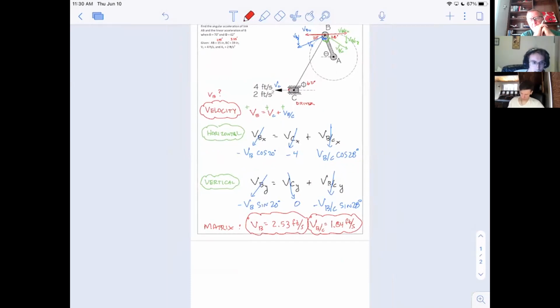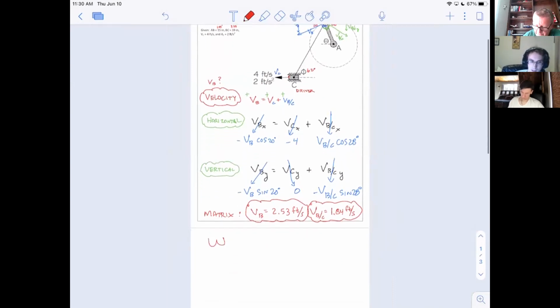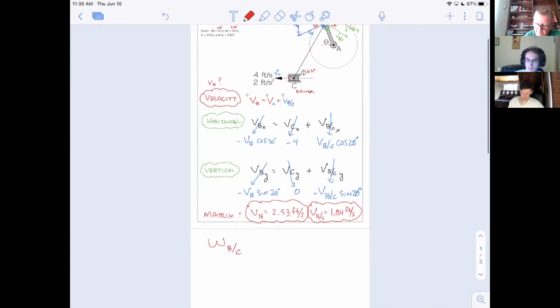So can you appreciate that the velocity of BC is not something that anybody would ever want to know. Whereas the rotational velocity of BC, in other words, the angular velocity of B as it rotates around C, I think that's pretty interesting. And the same for AB, the angular velocity of B as it rotates around A.